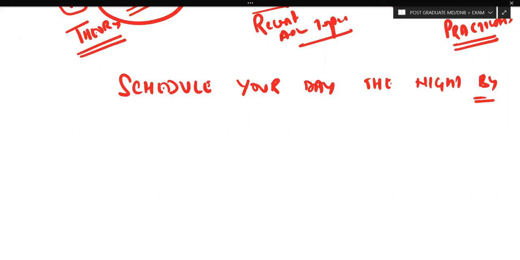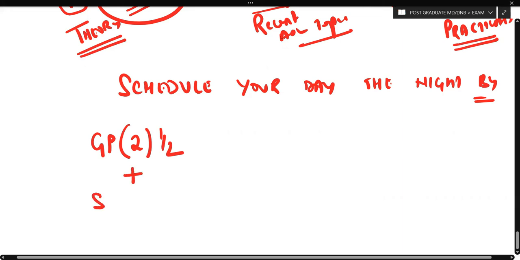For example, I will tell you one thing. Tomorrow in the morning, I will read general pathology. For example, I will read chapter number 2. Half of chapter number 2, I'm going to complete in the morning. In 1.5 hours, I will give to that. Along with that, I will read a systemic pathology topic. For example, I will read atherosclerosis, an easy topic. Sir has already given the notes for that. I will go through the notes directly. You read this in the morning.